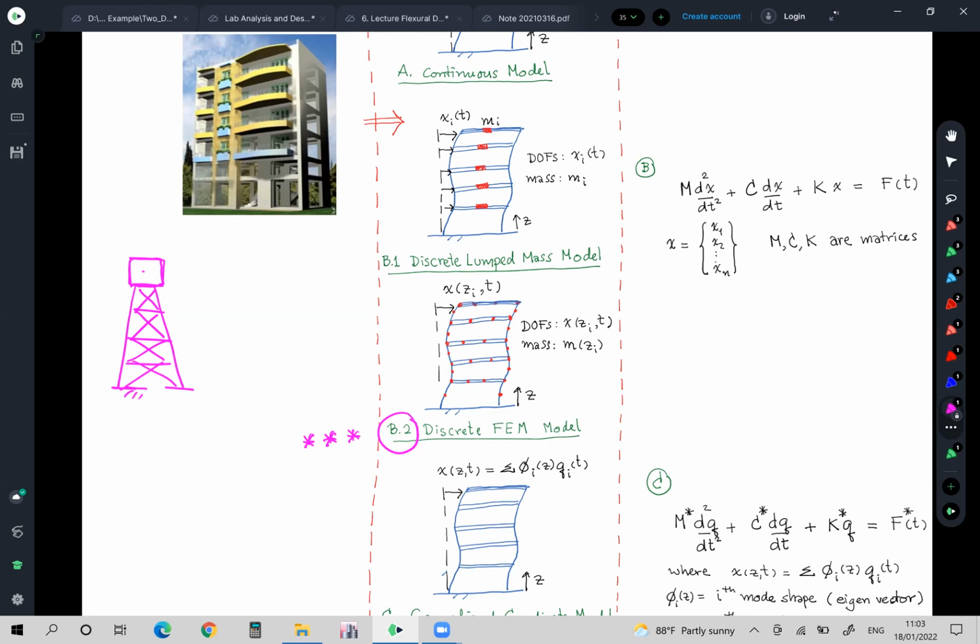You will spend a lot of time for that. It's a kind of trial and error analysis. But with the single degree of freedom system, it's quite easy. You will learn.